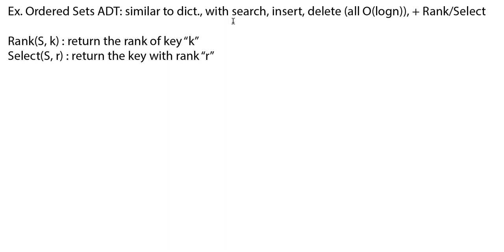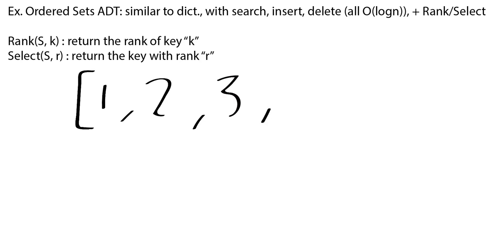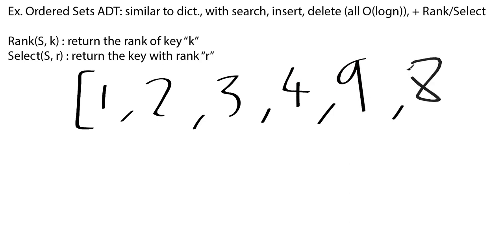Okay, so we have rank and select. So let's do this one example. Let's say we have an array: 1, 2, and I'll just keep it in order to keep things simple, so we don't have to move our eyes all over the place to check what's the smallest item, what's the largest item. This is a simple sorted array.